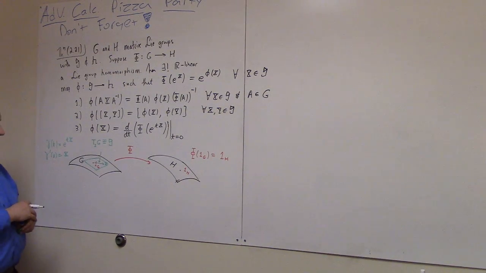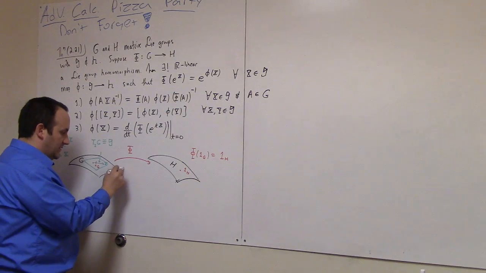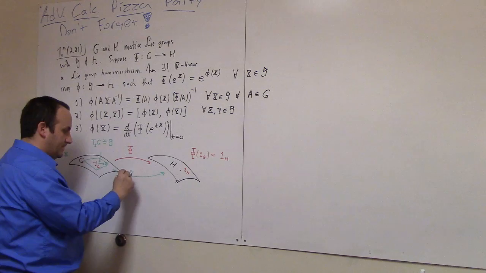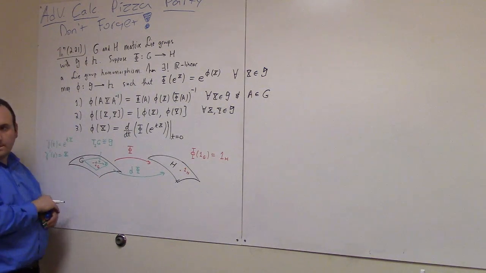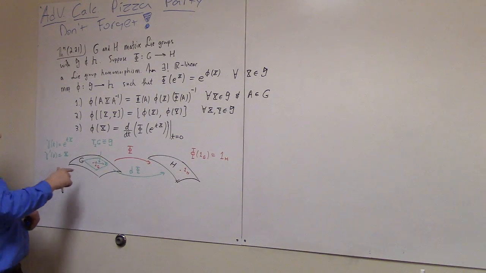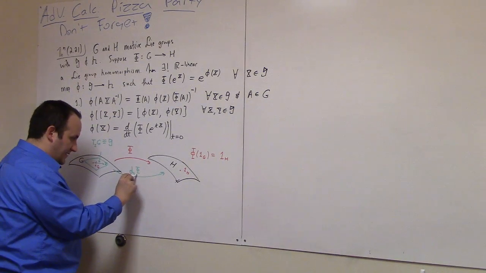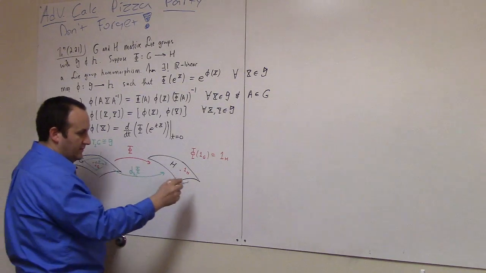And so, as we talked about in advanced calculus, if you have two manifolds, you can look at the differential of a mapping, right? And that will map tangent vectors at a point, at the identity in G. It'll map it over here to, what does it do?